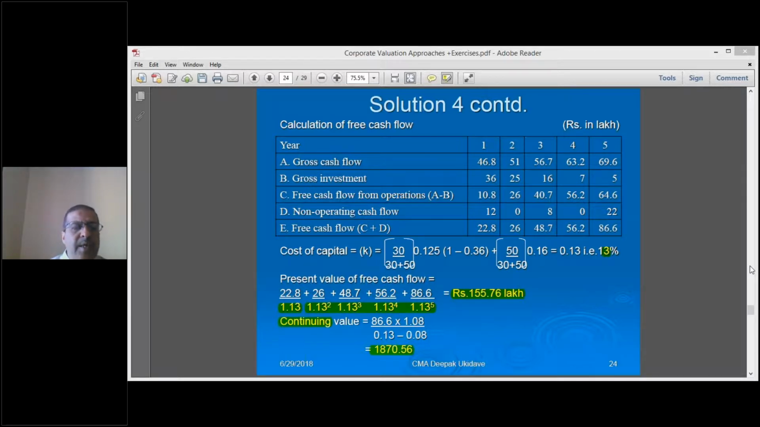Also, Supriya has worked out 1870.56. Supriya, good. Sumadura, good. Urvi, yeah, everyone got it. Good.